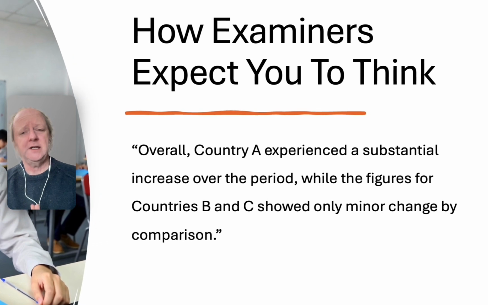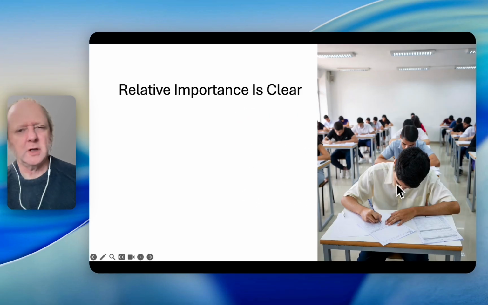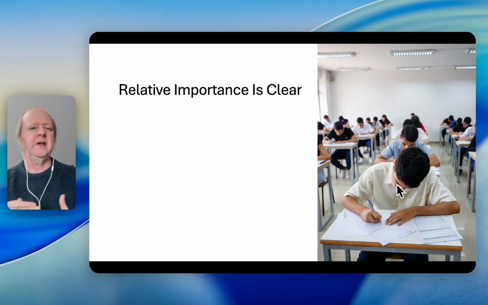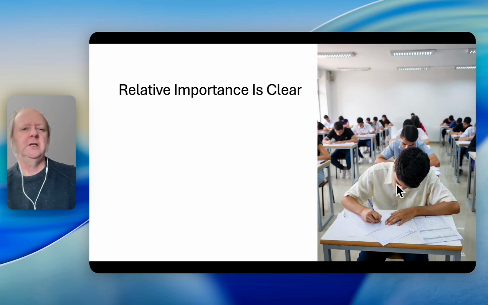Overall, country A experienced a substantial increase over the period, while the figures for country B and C showed a minor change by comparison. Now notice what's mentioned first. What does substantial mean? It's big. And what does minor mean? It's small. What comes first? So this person has organized his answer to have priority. Prioritize what's most important first, the big. And this is called relative importance. What's relatively important? What should be prioritized over something else in your essay?